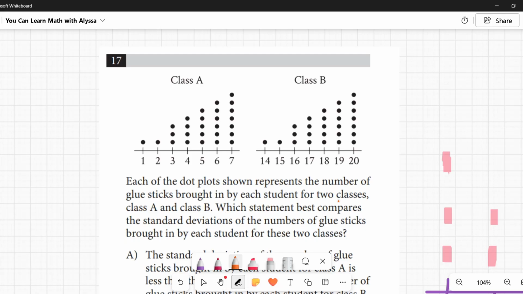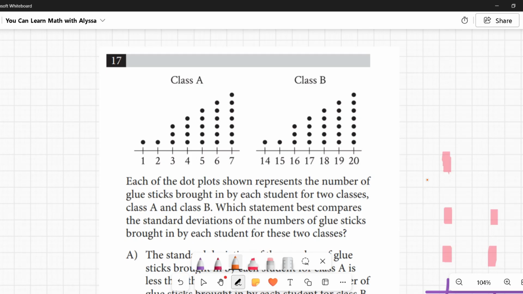Do we have to do the mean? Do we have to find the average? We do not. Just knowing that each of these has 7 steps and that the first step has 1, second step has 1, third step has 3, etc. That the steps are all the same and that each of these steps is the same distance apart from each other, they're going to have the same standard deviation.